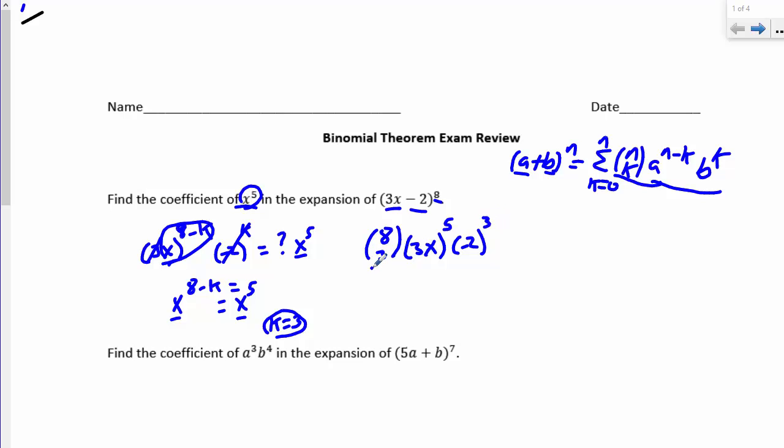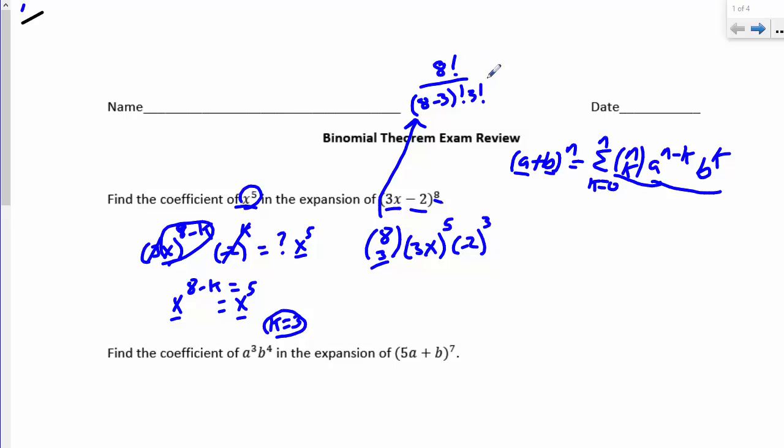Now this particular part right here is that combination we were talking about. I'm going to write it way up here and say what this actually means: 8 factorial over (8 minus 3) factorial times 3 factorial.